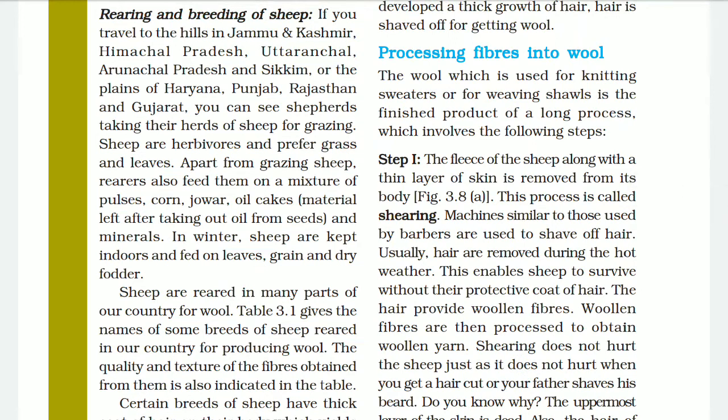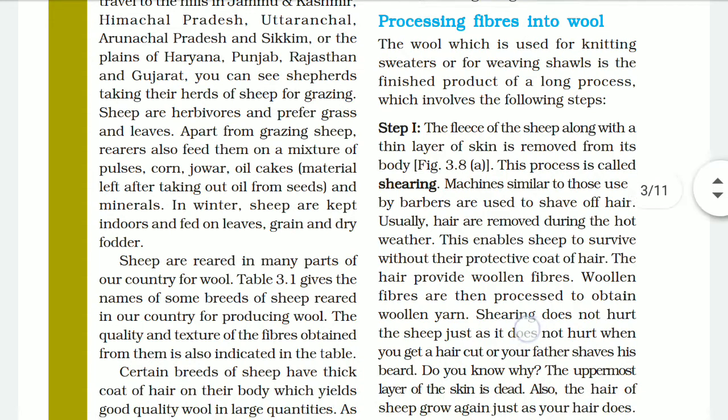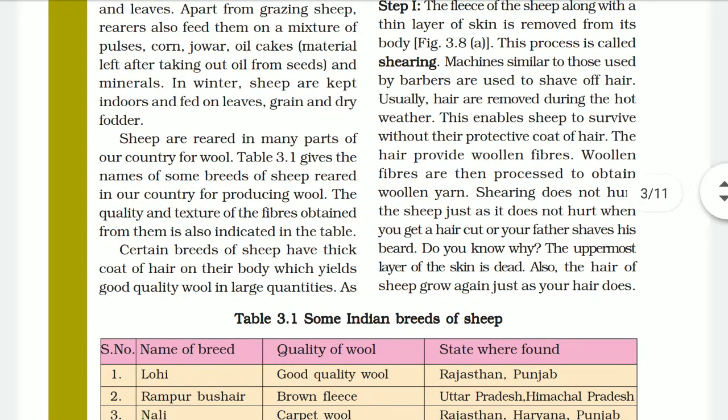Processing fibers into wool. The wool, which is used for knitting sweaters or weaving shawls, is the finished product of a long process, which involves the following steps. Step 1: the fleece of the sheep along with a thin layer of skin is removed from its body. This process is called shearing. It is done by a machine, similar to those used by a barber to shave hair. Usually hair is removed during the hot weather, and this enables sheep to survive without their protective coat of hair. The hair provides woolen fibers.